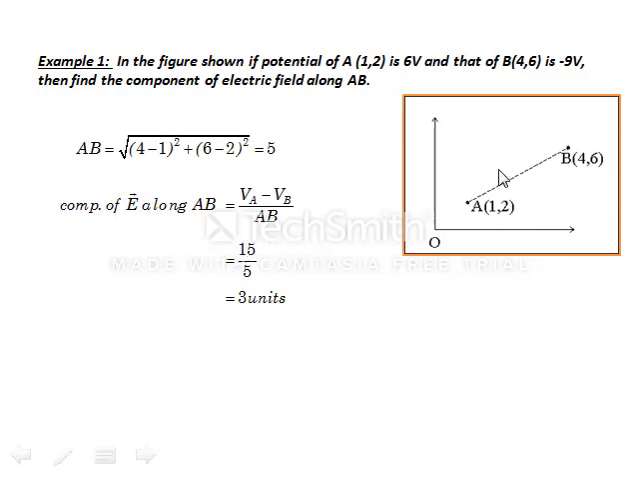But this was the case of a uniform electric field. Only in the case of a uniform electric field can we write dV by dx and delta V by delta x as the same. So this is what we have done. Let's see another example.